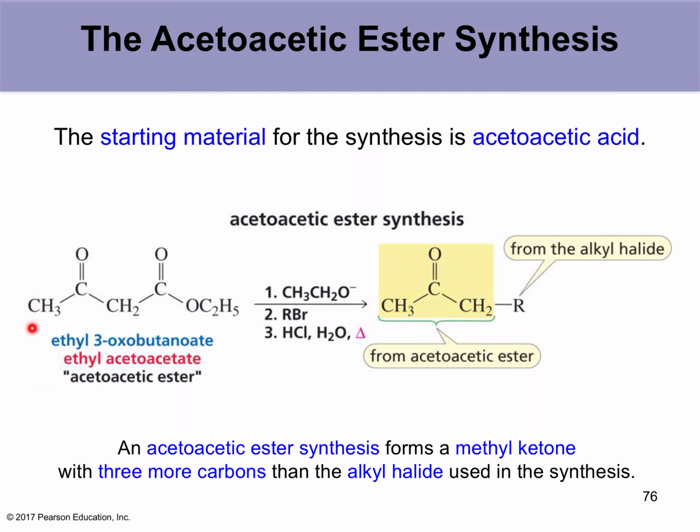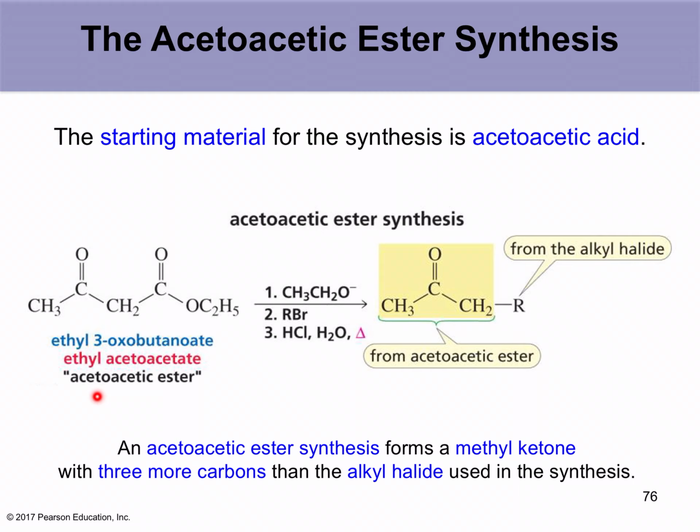Okay, so this one is ethyl. This is how the ester is being named. We'll learn it in the next chapter. Ethyl, you have an ethyl group, 1, 2, 3, 3-oxobutanoate. Why butanoate? 1, 2, 3, 4, butanoate. Don't worry about the naming yet. We'll learn the naming in the next chapter. But the common name for this one is acetoacetic ester.